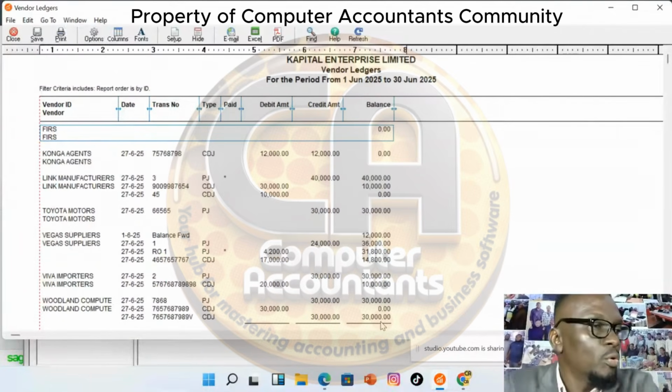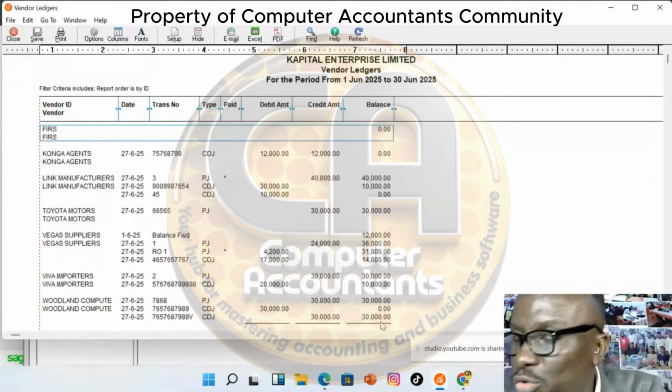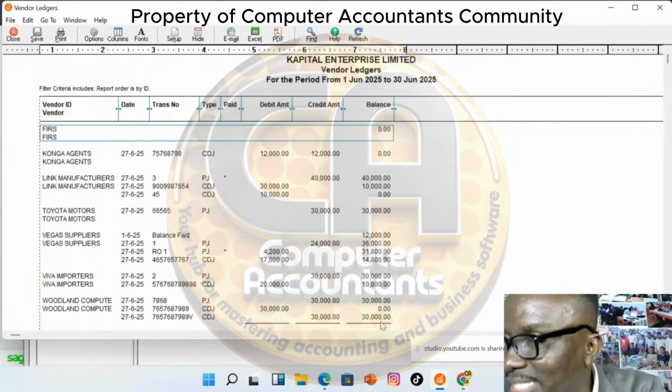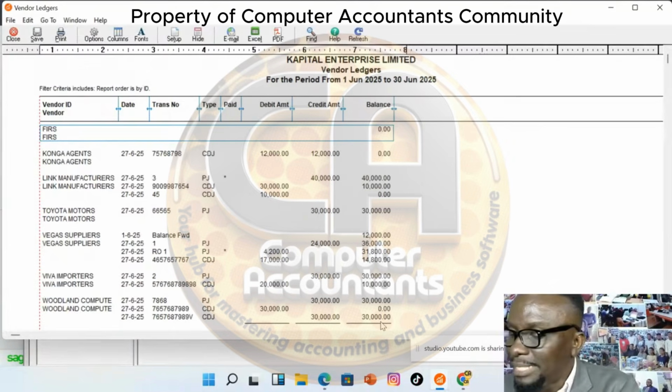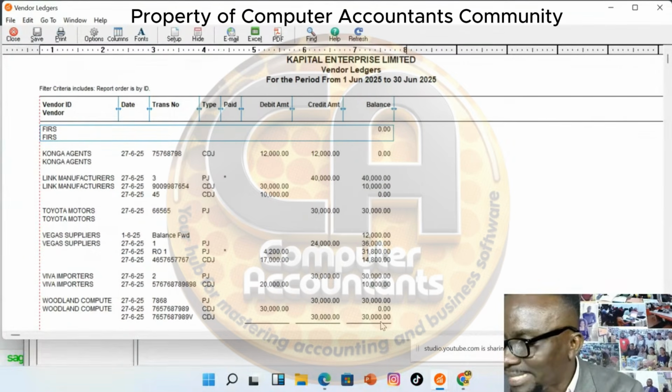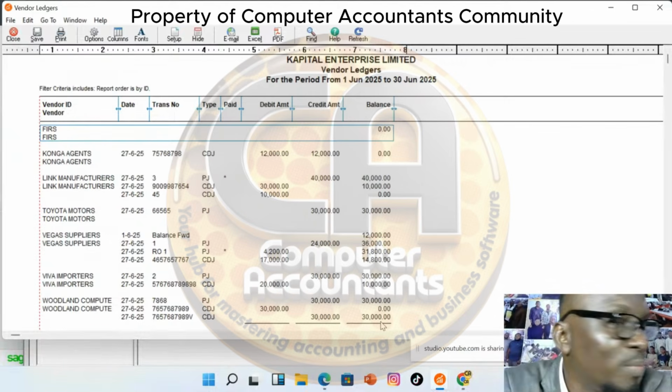Good. So any question? Do we have any question? I think we have done justice to all the questions. What is now left is the discount allowed and the discount received, as well as remitting VAT to the tax authority. So these are three things we have. Do we have any question?